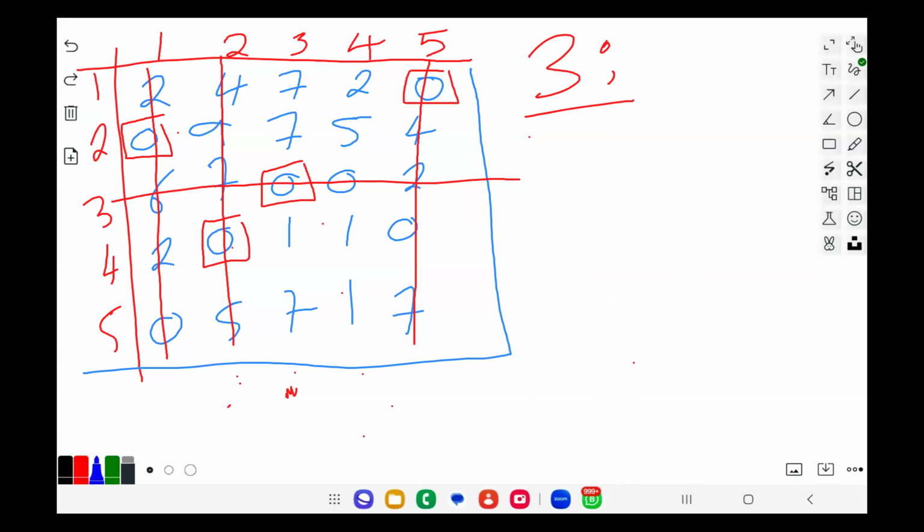Okay. You got it? Yes. All right. Are we good at this step? We go to the third step.